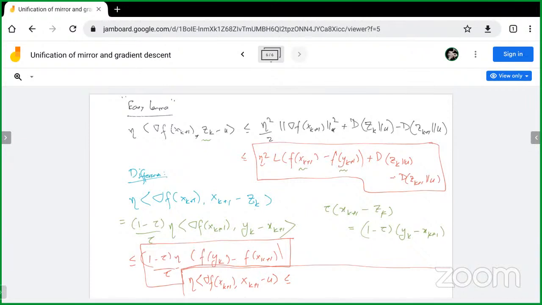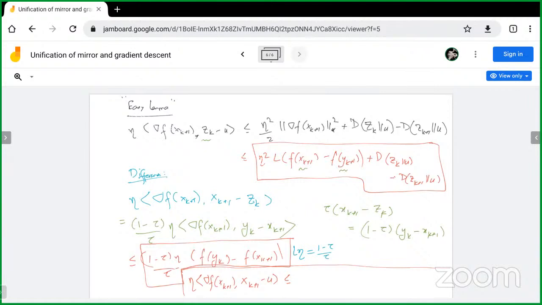So what do I need? So I need that eta should be 1 minus tau. Okay, so eta should be 1 minus tau or tau. So as long as you use tau like this, you're good.